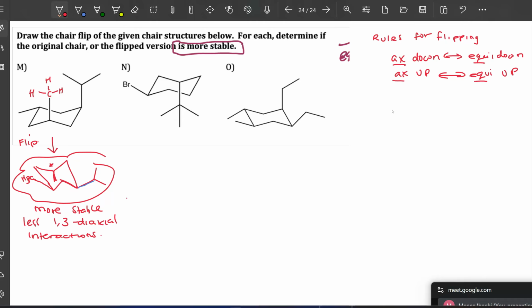So you see right here, that is crowding. It's crowding from position 1 to position 3. And that crowding, because you have two groups on position 1 and 3 relative position, crowding in space, axial and axial, we call this 1,3 diaxial interactions.